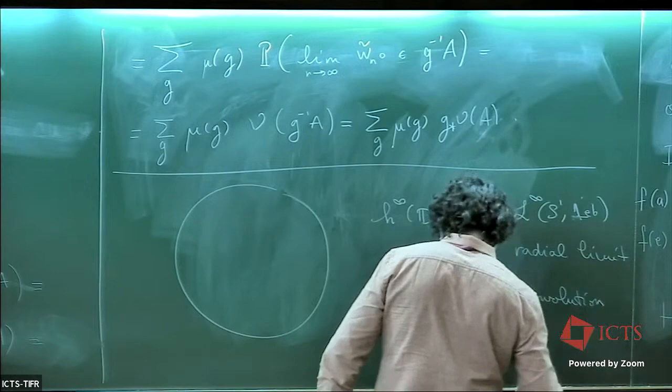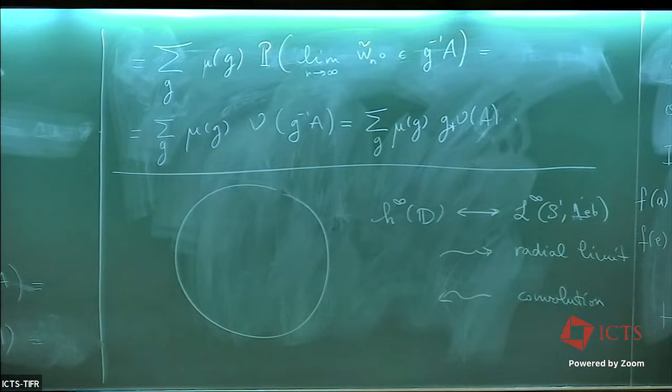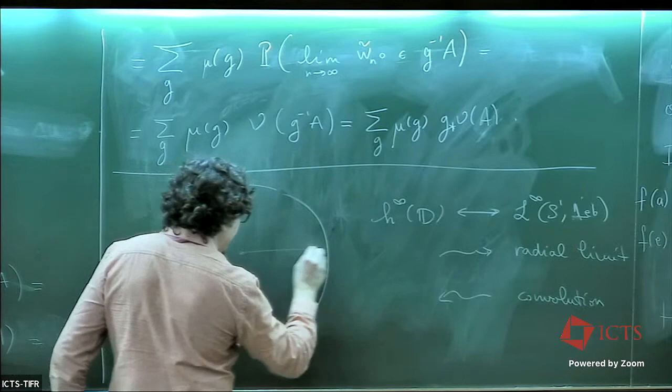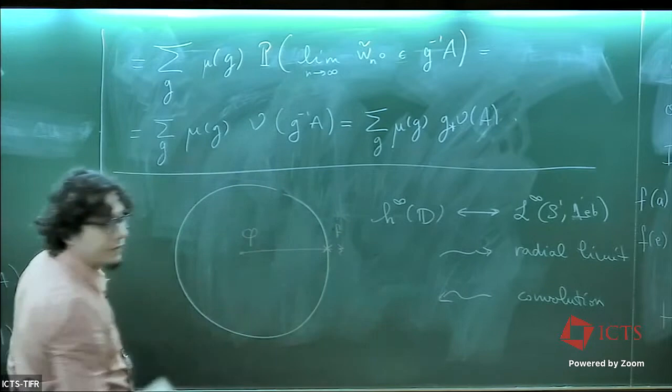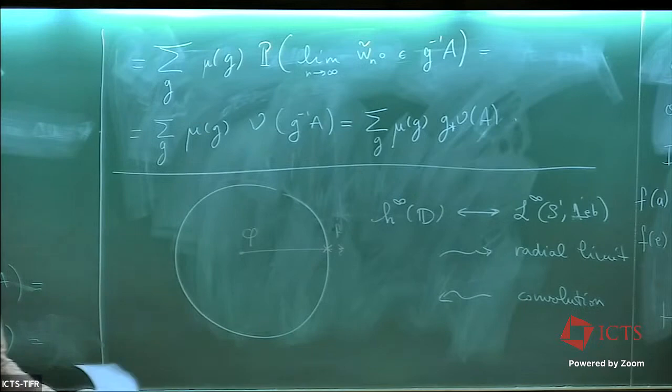So first of all, let me tell you that the radial limit, here there seems to be no probability, but there is probability. Because again, what is the radial limit? We can take the radial limit, this is one option. We have phi defined here, and then you look at f by taking rays. But as a probabilist, you can use your friend Brownian motion. So again, there's a Brownian motion here.